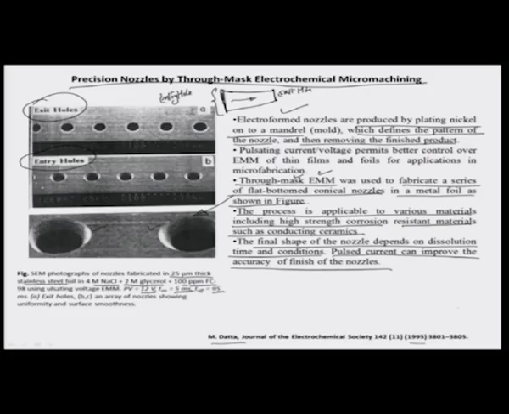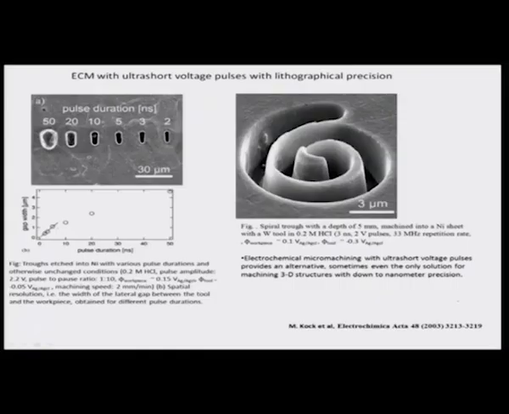The other example that I have borrowed is from Koch et al.'s group, which they reported in 2003, where they talk about the fabrication of various small miniaturized structures using ultra short voltage pulses. Okay. And they have almost claimed that they get lithographical precision by using these ultra short voltage pulses when they do ECM, okay, electrochemical machining.